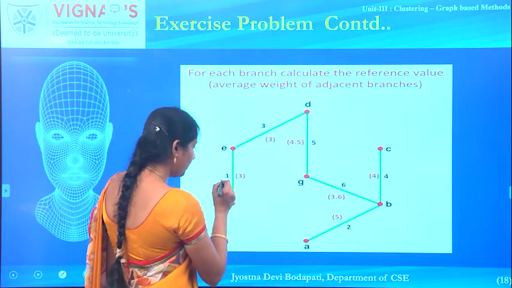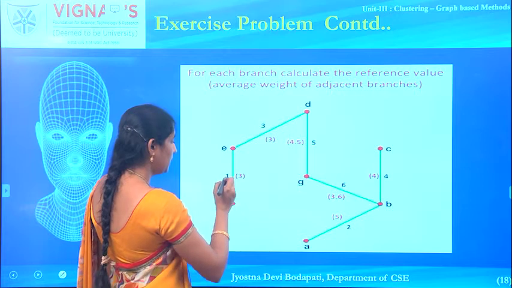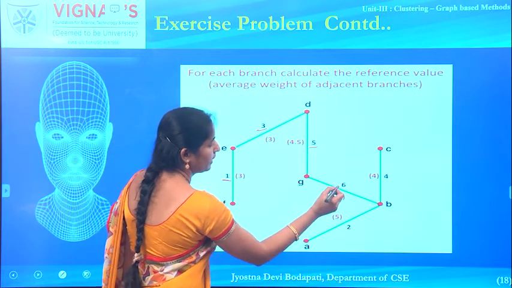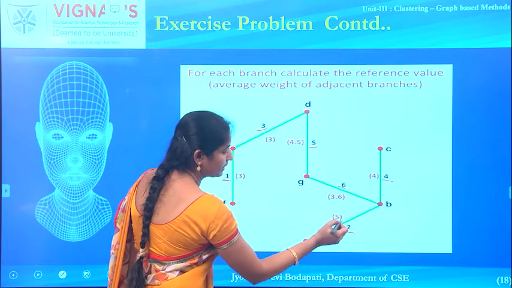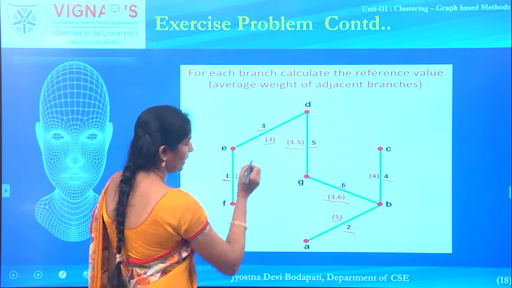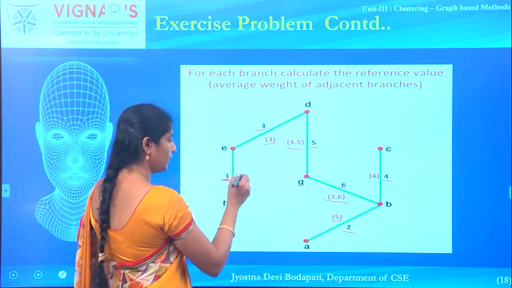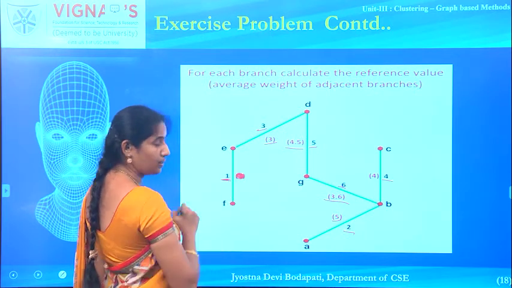For this edge, 1 is the edge weight. All the numbers marked in black are the edge weights, and all the numbers marked in red are the reference values. So how do I compute the reference value for this edge? Assume this is not available. Let's try to compute that.